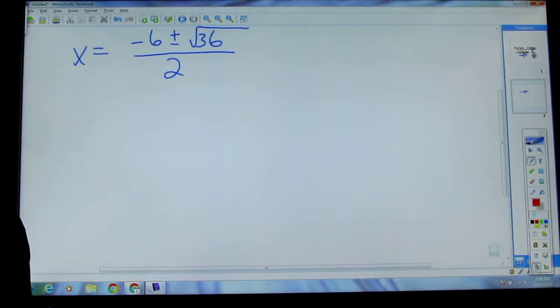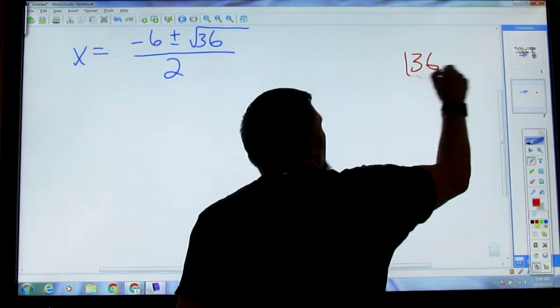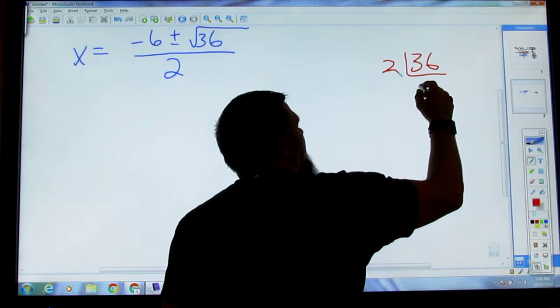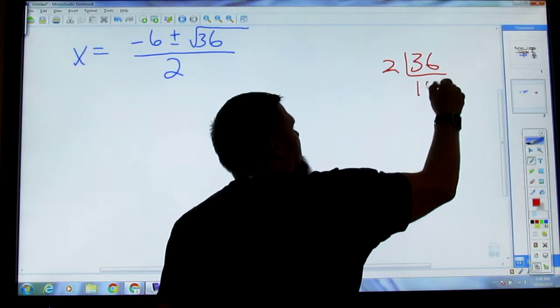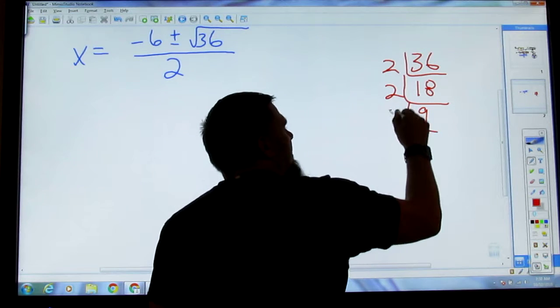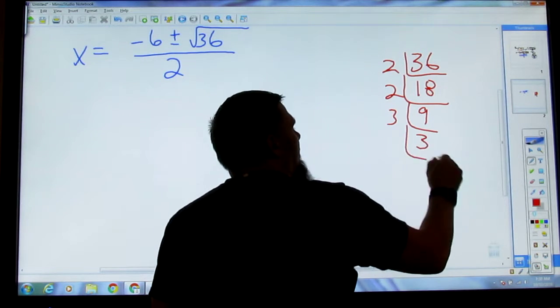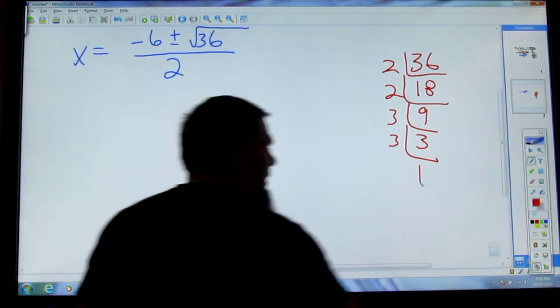What's the square root of 36? If you don't know how, we do the upside down division. Okay? 2 goes into 36. Was that 18 times? 2 goes into 18. 3 goes into 9. 3 goes into 3. Right? Then we pull out our pairs, right?